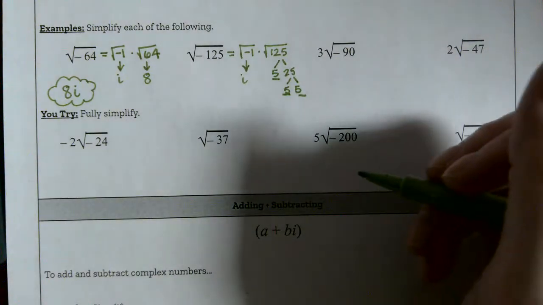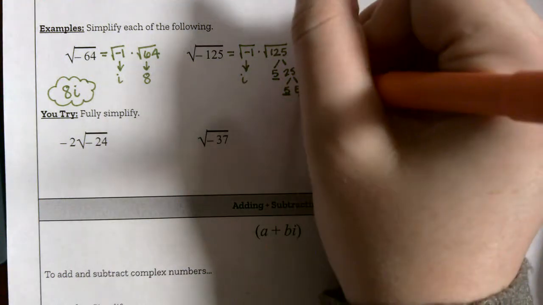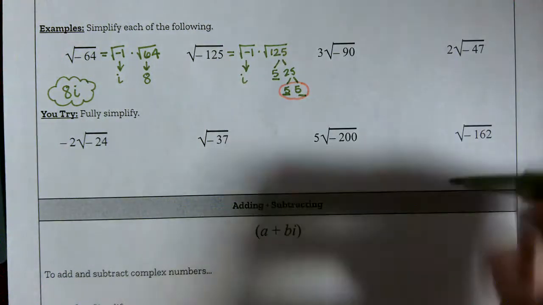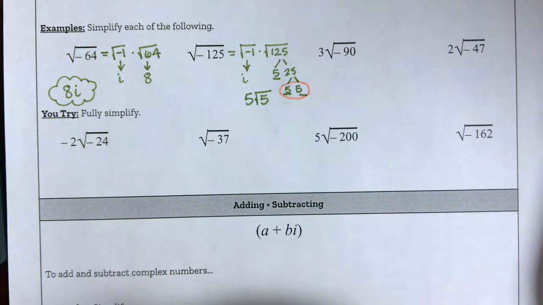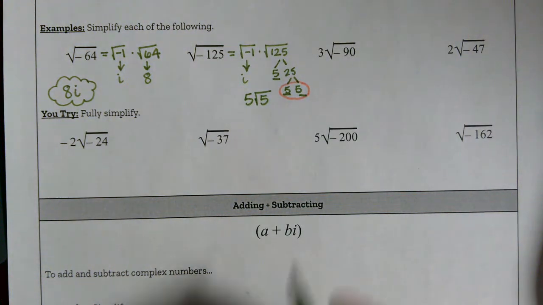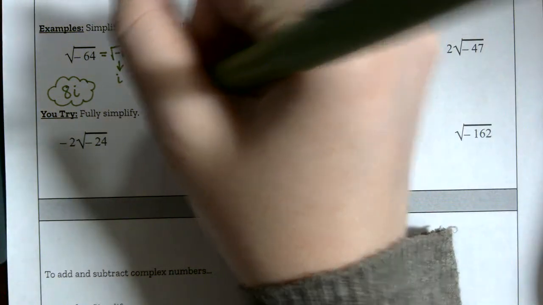So now I've broken that down. And then the same way that we've been doing, we want to circle our pairs, pull that out front, and then whatever's left goes inside. So 5 square roots of 5. Now again, I want to write it like this, where the number comes first and then the i last. So my answer is 5 square root of 5i.